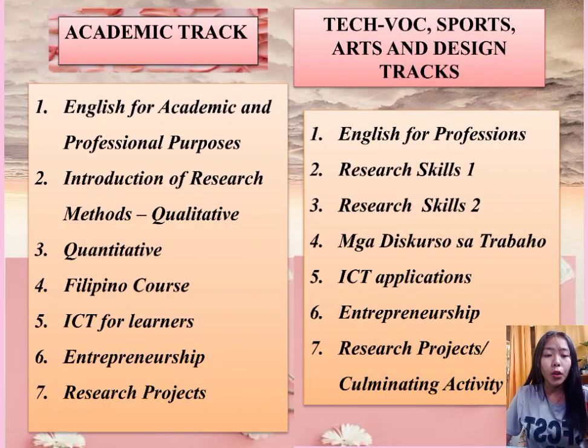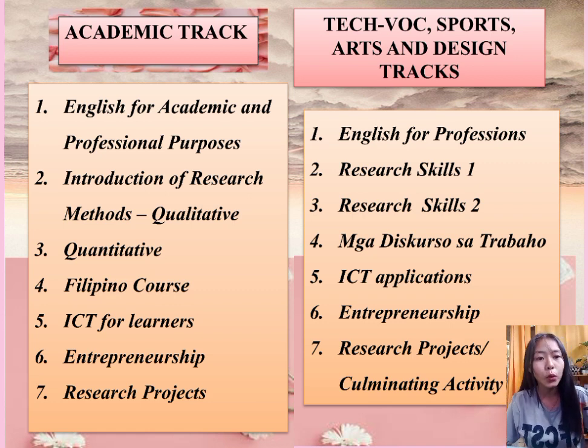So these 8 learning areas will be included in the academic, technical vocational livelihood, sports, and arts and design tracks. Though the academic track and the tech voc, sports, arts and design tracks are different in terms of their specialization, they also have similar, or general, subjects that they teach their students. For example, English for Academic and Professional Purposes. In tech voc, they also have English for professions. They are just the same.